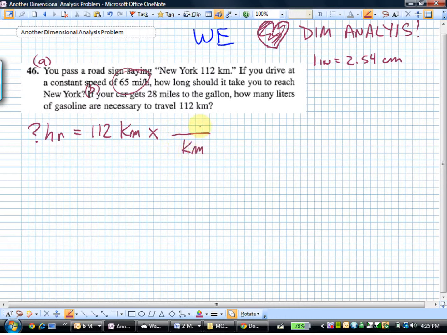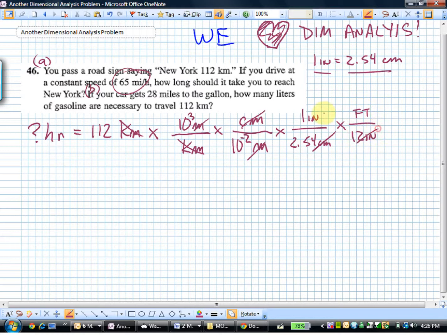Conversion factor time. Kilometer, 10 to the third meters. Kilometer cancels kilometer. Meters on the bottom, centimeters on the top, 10 to the minus 2 there. Meters cancel meters. Now that I'm at centimeters, I can use my conversion factor here. I know I want the 2.54 centimeters on the bottom, and the 1 inch on the top. Centimeters cancel centimeters. Growing up in the good old US of A, most of us know there are 12 inches to a foot. Inches cancel inches. I've got feet, and fewer of us know that 1 mile is equivalent to 5,280 feet. Always amazes me people who don't know that, but that's okay. Feet cancel feet, I've got miles.